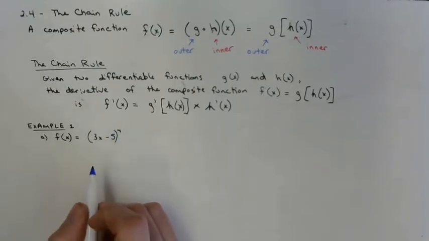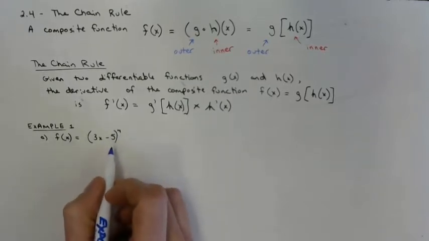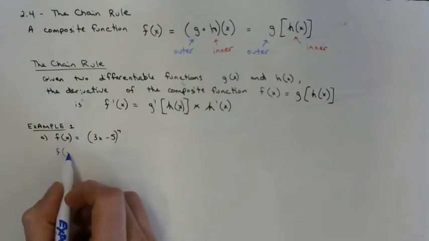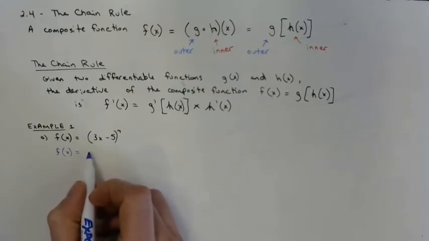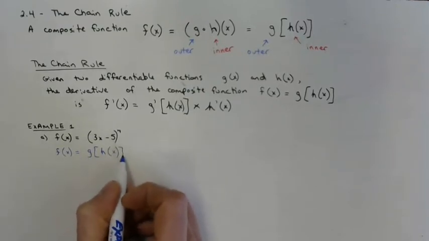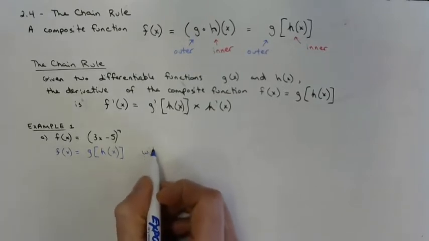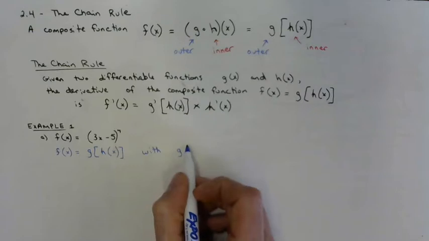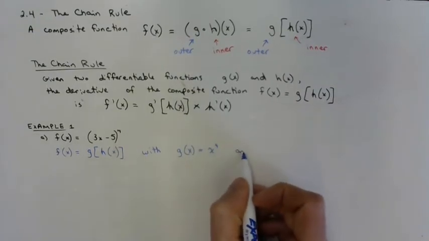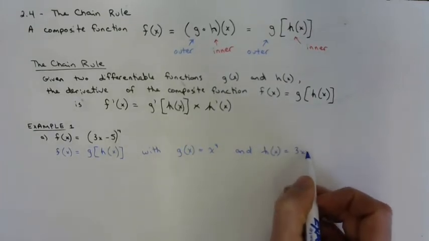Okay, so let's just jot down a couple notes for what we know. I'm going to leave f of x there, and we're going to say f of x is equal to g of h of x. Okay, it's a composite function. What is the outer function, g of x? It's x to the power of 4. And the inner function, h of x, is 3x minus 5.